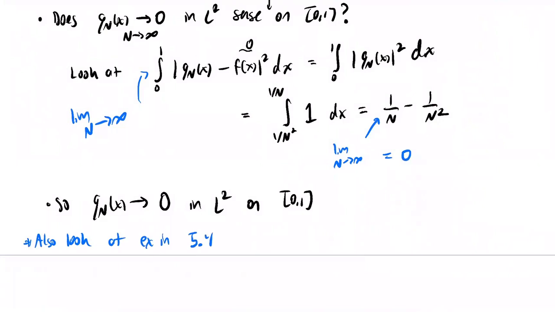So in the book, there will be another example of a series of functions which converge pointwise, but do not converge uniformly, and also converge in L2. So it would be helpful to read this example and maybe work through some of the details yourself to more familiarize yourself with these different notions of convergence. And then if you have any questions about this example, I'd be happy to go over it in one of our meetings.